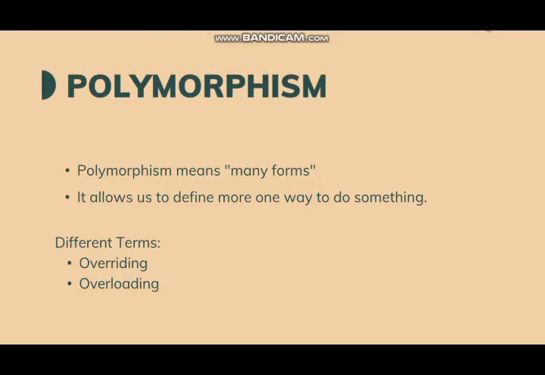Next is polymorphism. Polymorphism means many forms. It allows us to define more than one way to do something. Polymorphism is a concept which allows us to redefine the way something works, either by changing how it is done or by changing the parts used to do it. There are two different types of polymorphism: overriding and overloading.